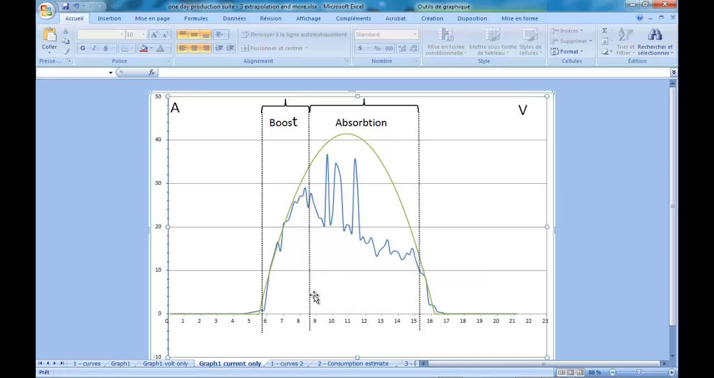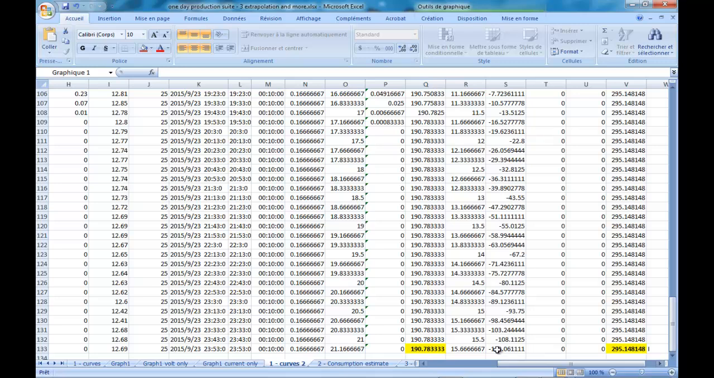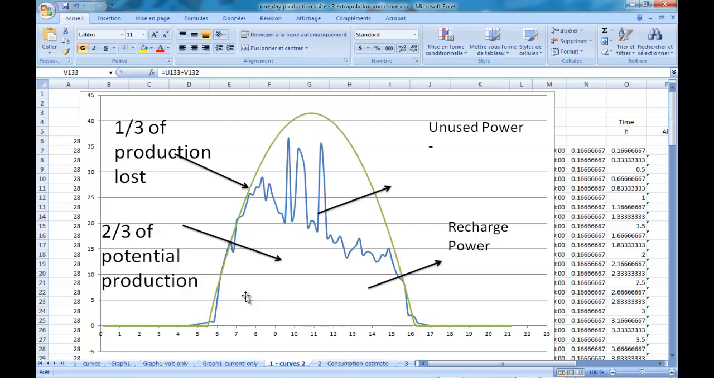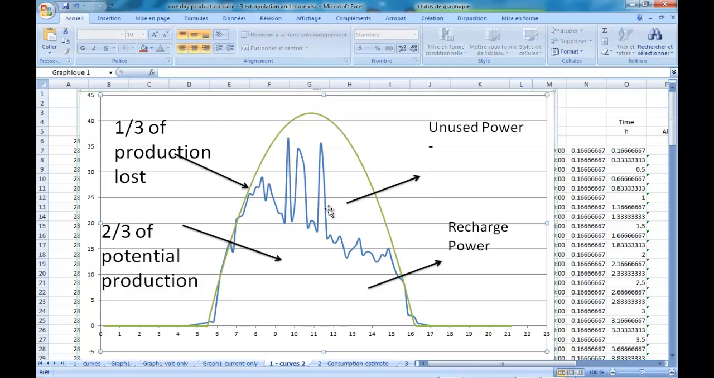Now this area here we have calculated is about 190 ampere hours, and the whole area, the green area, is about 300 ampere hours. So what we got here is this: 2/3 of the potential production is going inside the battery, and 1/3 of the production, this area here, is not used because we are regulating. It is unused, and we can discuss how we can use this.